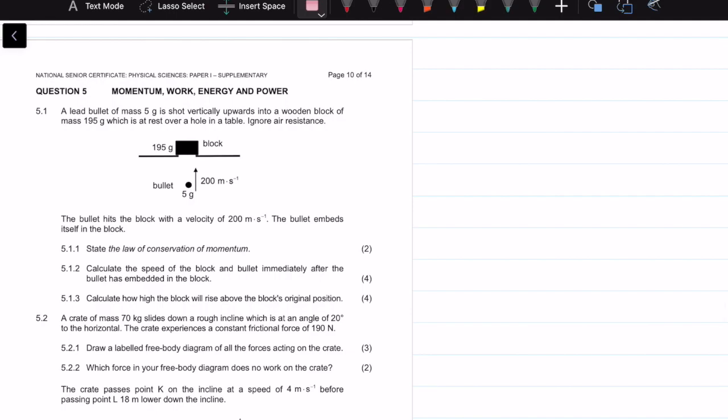A lead bullet of mass 5 grams is shot vertically upwards into a wooden block of mass 195 grams, which is at rest over a hole in the table. Ignore air resistance. The bullet hits the block with a velocity of 200 meters per second. The bullet embeds itself in the block. First up we have a nice definition.